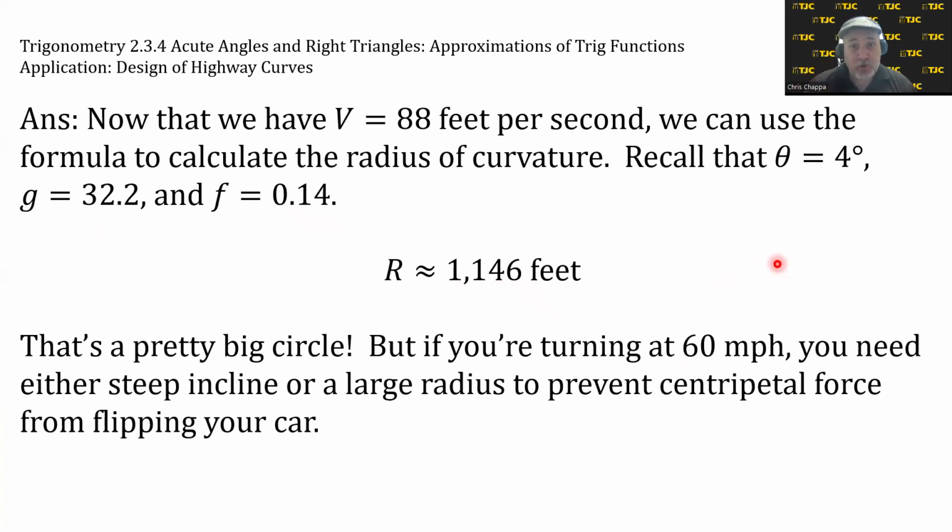And that's a pretty big circle. That's about a fifth of a mile, a little less than a fifth of a mile, a little more than a fifth of a mile. But if you're turning at 60 miles an hour, you need either a steep incline or a large radius to prevent centripetal force from flipping your car. So big radius it is.